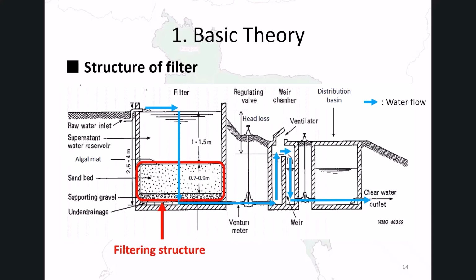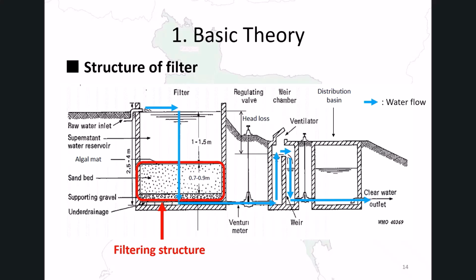This is the diagram of the slow sand filter. Water flows in the directions of the blue arrows while the filtering structure is highlighted by a red rectangle. The slow sand filter is made of several layers, each with a specific function. The sand bed supports the formation of the biological film where purification mainly occurs.